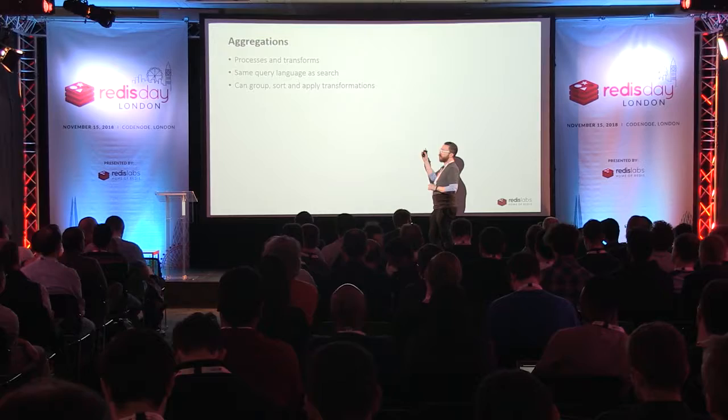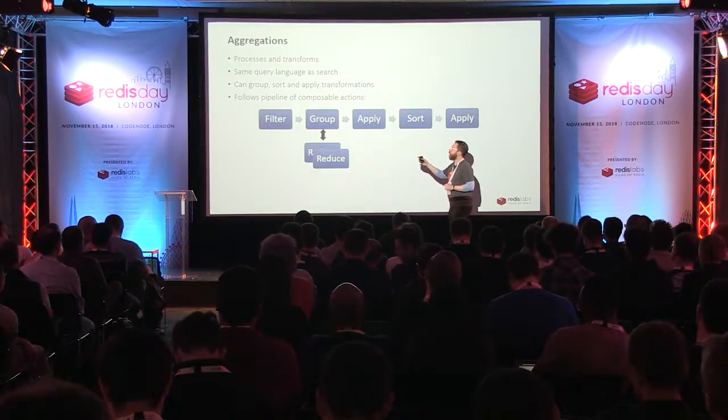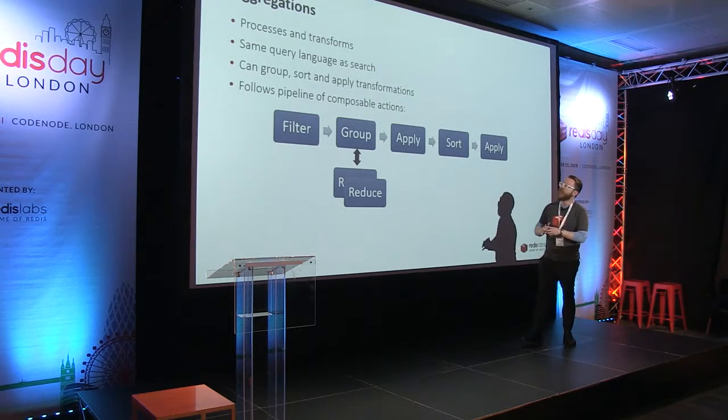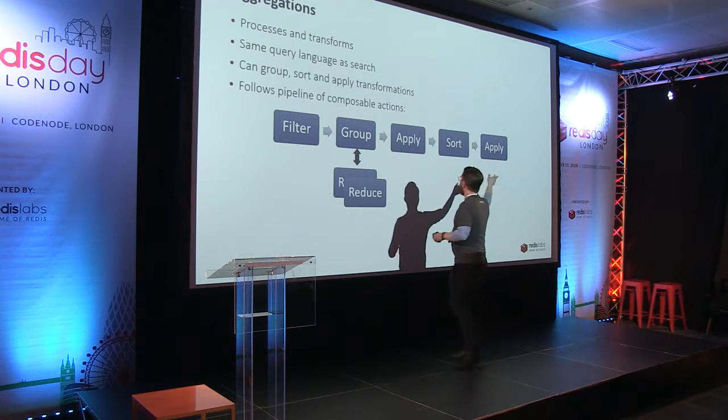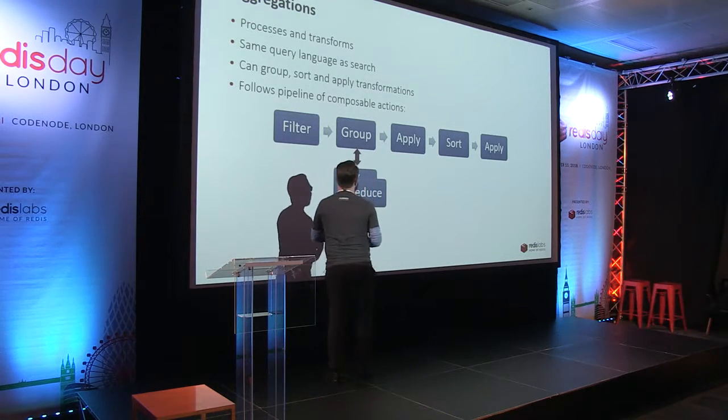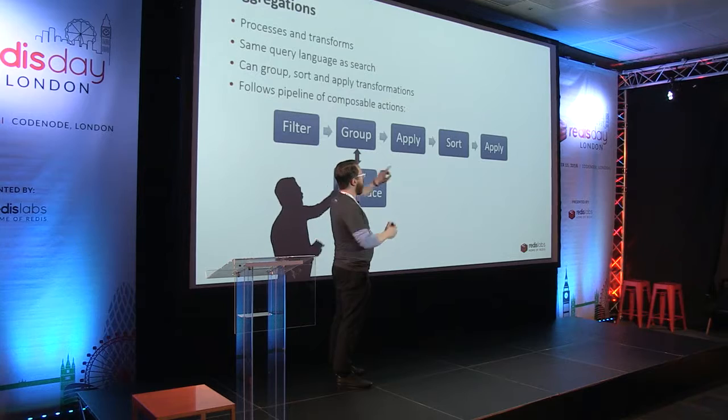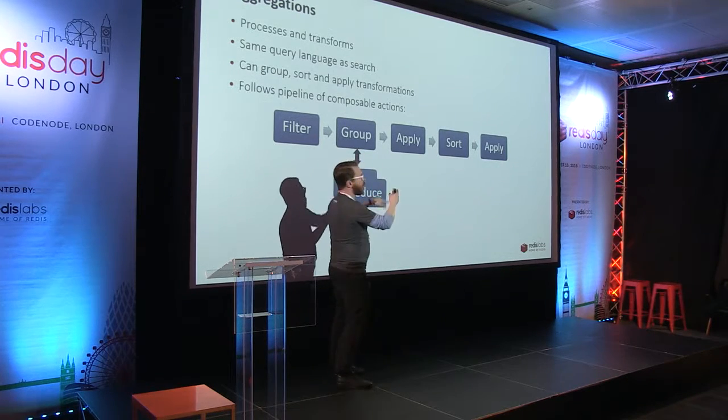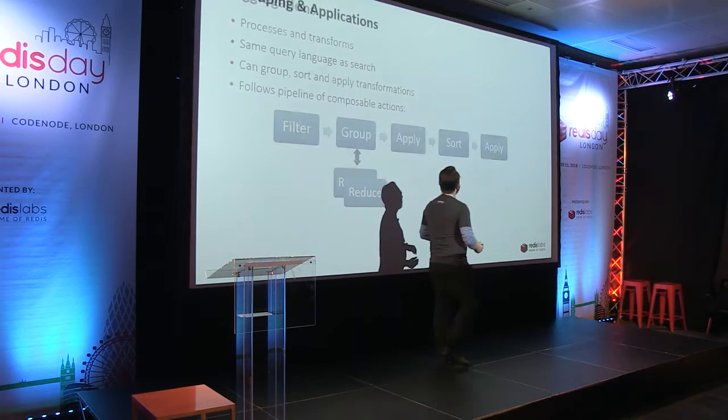You can group, sort, and apply transformations, and it's a pipeline of composable actions. So in this example, we have apply a couple of different times. So you can build these kinds of complex grouping and reductions, and then they can go in any of these orders, so you can put together pretty complex things.